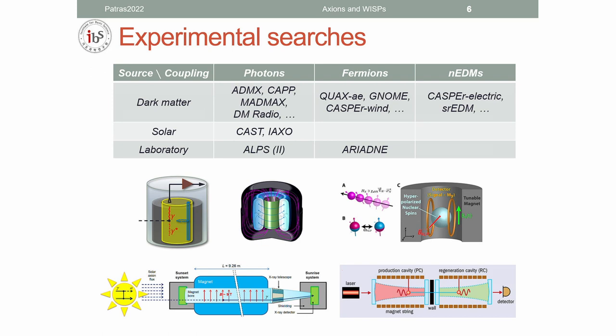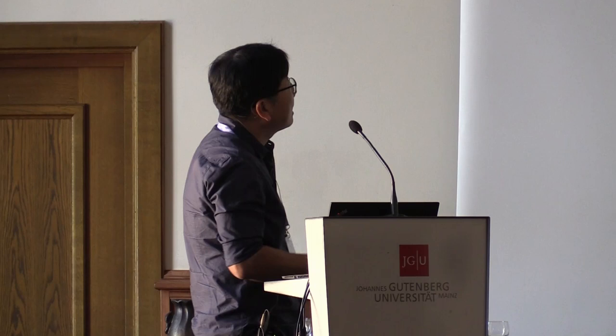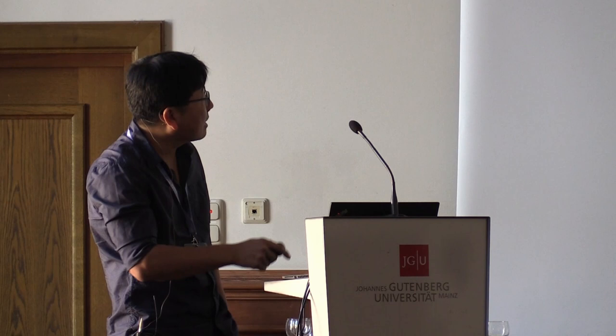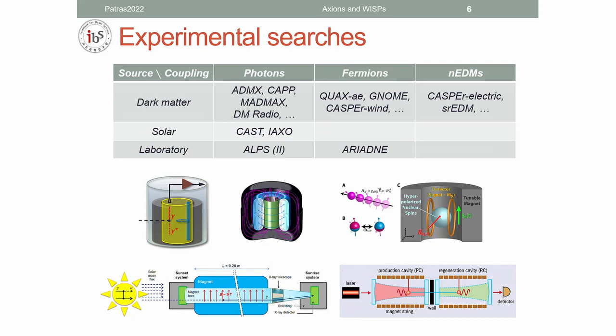And also CAST, either CAST or IAXO, searching for solar axions. They are basically helioscope experiments. And then ALPS, which is being upgraded. And through Ariadne, we can basically generate the axions in the lab and detect them in the lab. Okay, this has a little bit deeper picture than others.